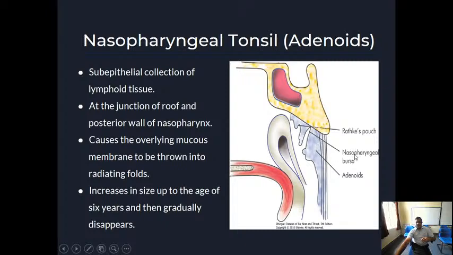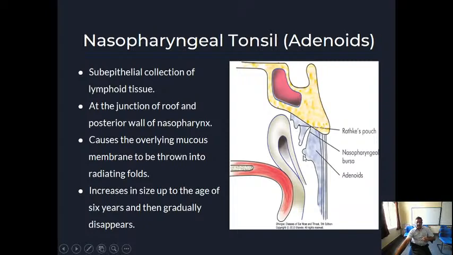One is the nasopharyngeal bursa, which is embryologically related to the notochord, and there is Rathke's pouch, which is anteriorly situated, which is embryologically a mucosal fold in relation to the sphenoid. Okay? So these are the structures that are present in the nasopharynx.